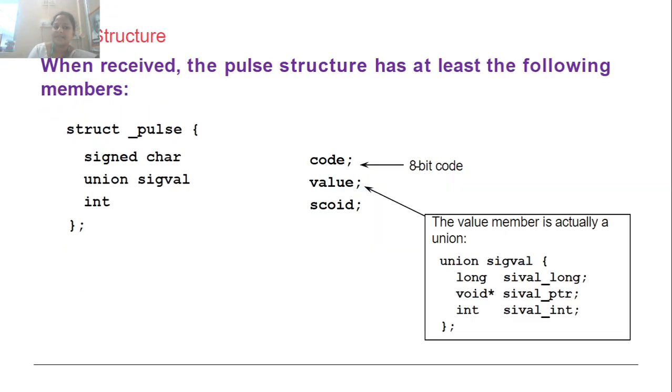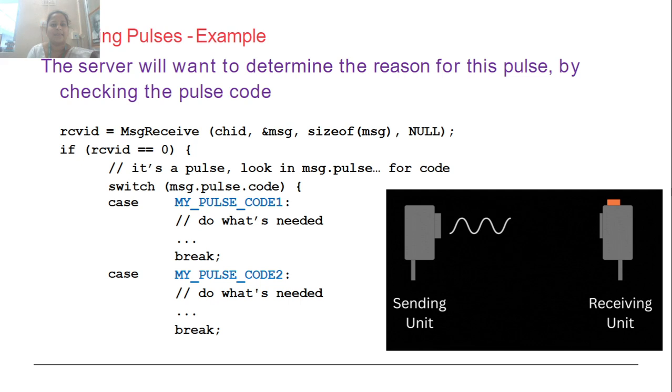Then about the pulse structure. struct _pulse has a signed character code, and a union sigval value. Here code indicates the 8-bit code. The value member is a union sigval, which may hold an int or a void pointer, so that we may declare it. Then about receiving pulses: rcvid equals MsgReceive with the channel ID, the message, the size of the message, and NULL.